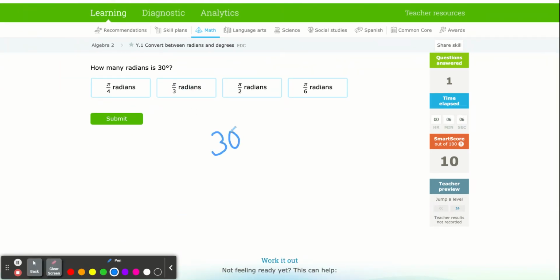Okay, now as we move forward, again, all you need to remember is if you're going from degrees to radians, what you want to do is multiply by pi radians over 180 degrees, because 180 degrees is the same as pi radians. That ratio is 1. Then you reduce. 30 goes into 180 6 times. So it would be pi over 6, or pi 6 radians.